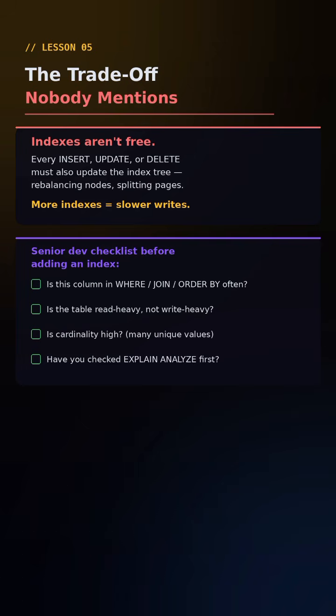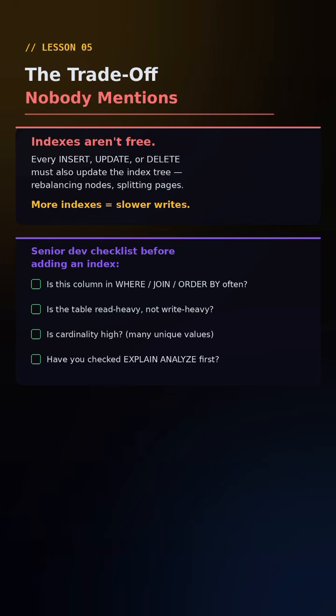Before adding an index, a senior developer checks: is this column actually used in WHERE, JOIN, or ORDER BY often? Is the table read heavy, not write heavy? Is the cardinality high, meaning many unique values? And have you actually checked EXPLAIN ANALYZE first?